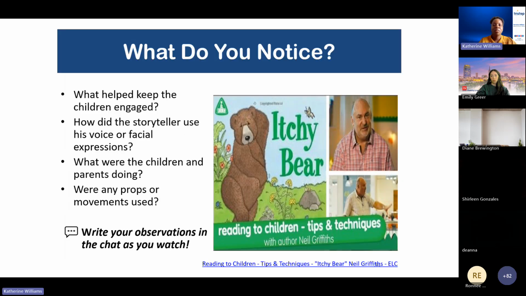So we are going to now watch a short video by the author Neil Griffiths, and he is going to be reading a part of a book called Itchy Bear. And as you are watching, I want you to look at how he keeps not only the children engaged, but the parents engaged as well.